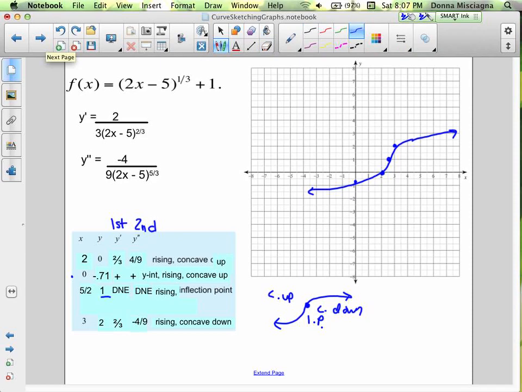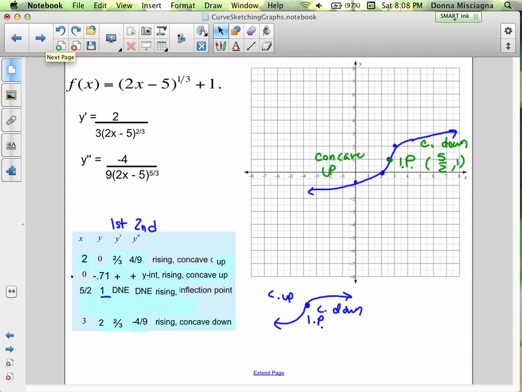All right, so right here, where it's in green, that's the inflection point, right? And that was at 5/2, 1. All right, and then concave up. Concave down. I was going to put C down because I don't have that much space there. And there were no extrema values. So that was it. Okay. So we're done with this graph. Okay. It looks pretty good.